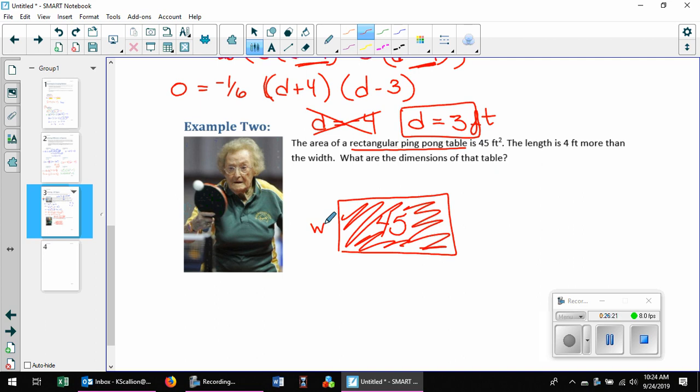4 plus W. I'd probably go W plus 4, but that's just me. But 4 plus W works the exact same. I'm just being difficult. That's a 4, not a 1. All right, so how do we find the dimension of the table?